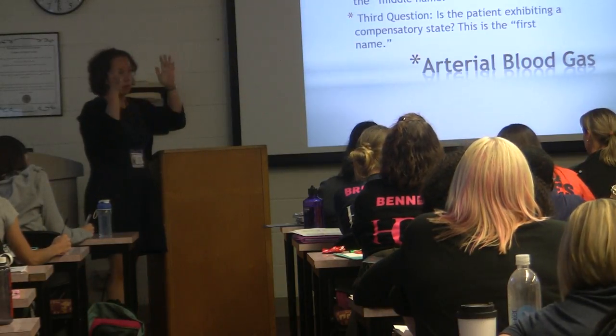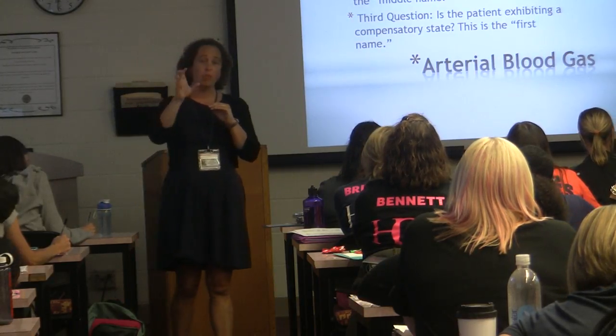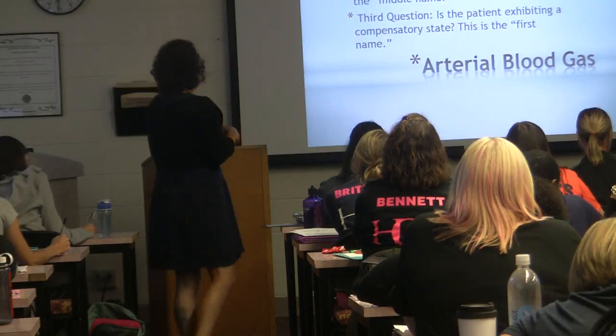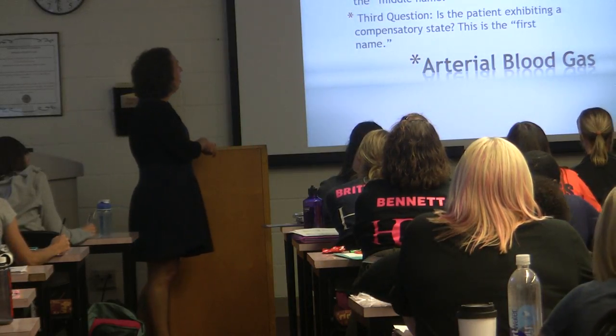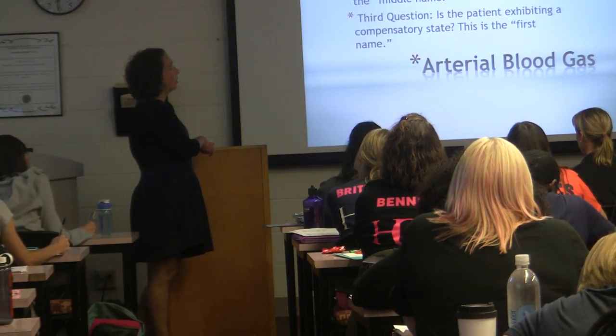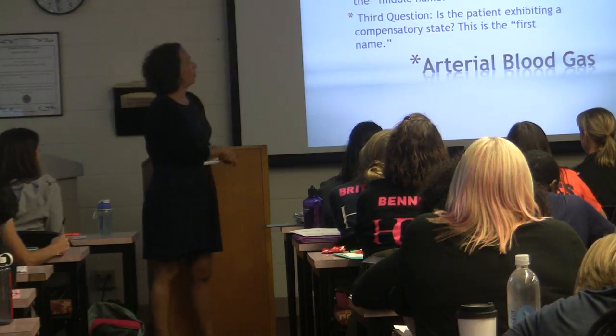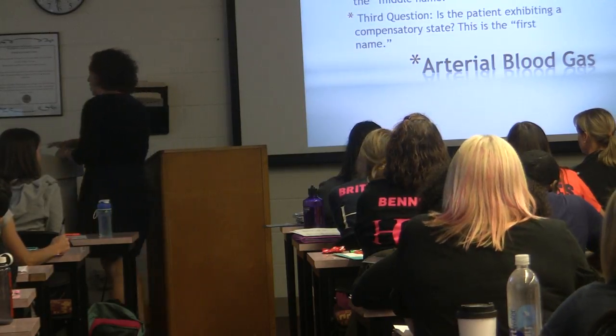Remember that tic-tac-toe grid? That can help you solve that, based on whether the CO2 is abnormal or the bicarb is abnormal. And the third question is, is the patient exhibiting a compensatory state? So if you go, oh, the bicarb is abnormal and the CO2 is also abnormal, but the pH is normal, then you know that it's what? Compensating. Right, very good.